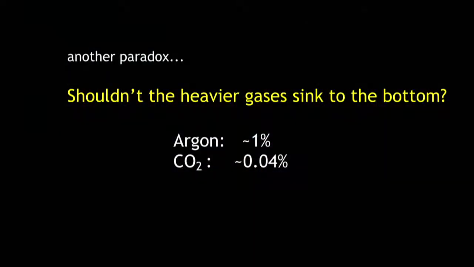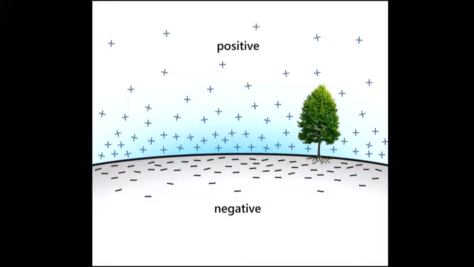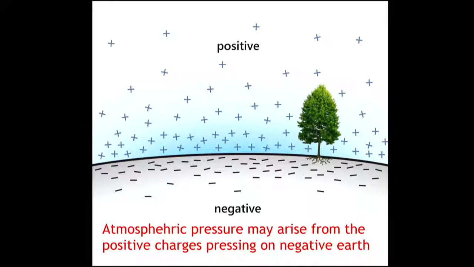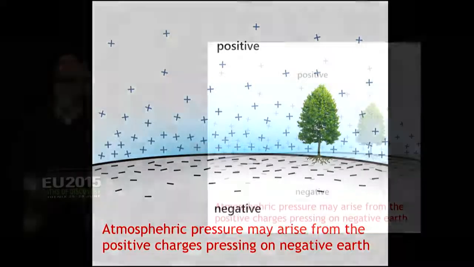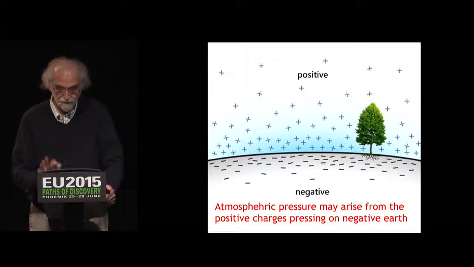And so if argon is the densest of all, you think after all these years that you might have a situation like this. If density really matters, we're fraught with a serious problem. Okay, so we got positive charges in the atmosphere and negative charges on the Earth. And so it's possible, I think, that atmospheric pressure may arise from the positive charges attracting to the negative Earth and pressing down. Quite simple.